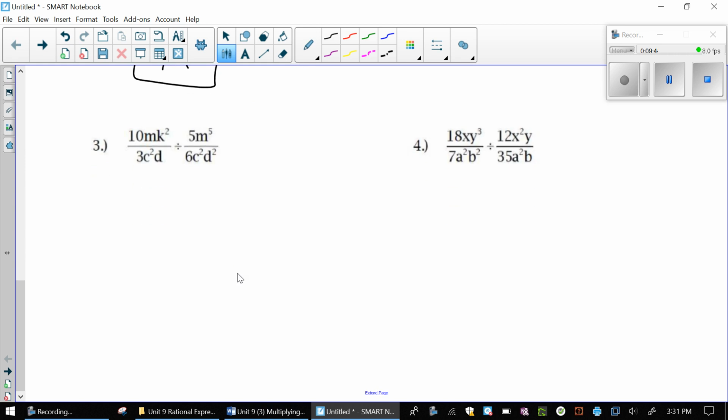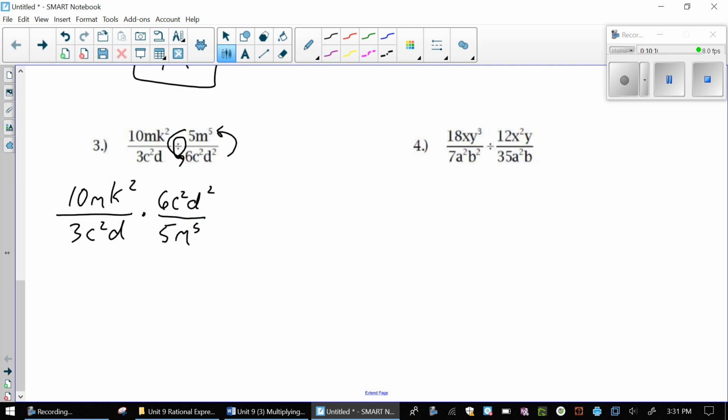So first thing we're going to do, when we see that division sign, change to multiplication and flip this guy over. So the first one stays exactly the same. Don't change anything. Don't touch it. Keep that the same so we can focus on this first step, changing to multiplication. 6c squared d squared goes on the top. 5m to the fifth goes on the bottom.